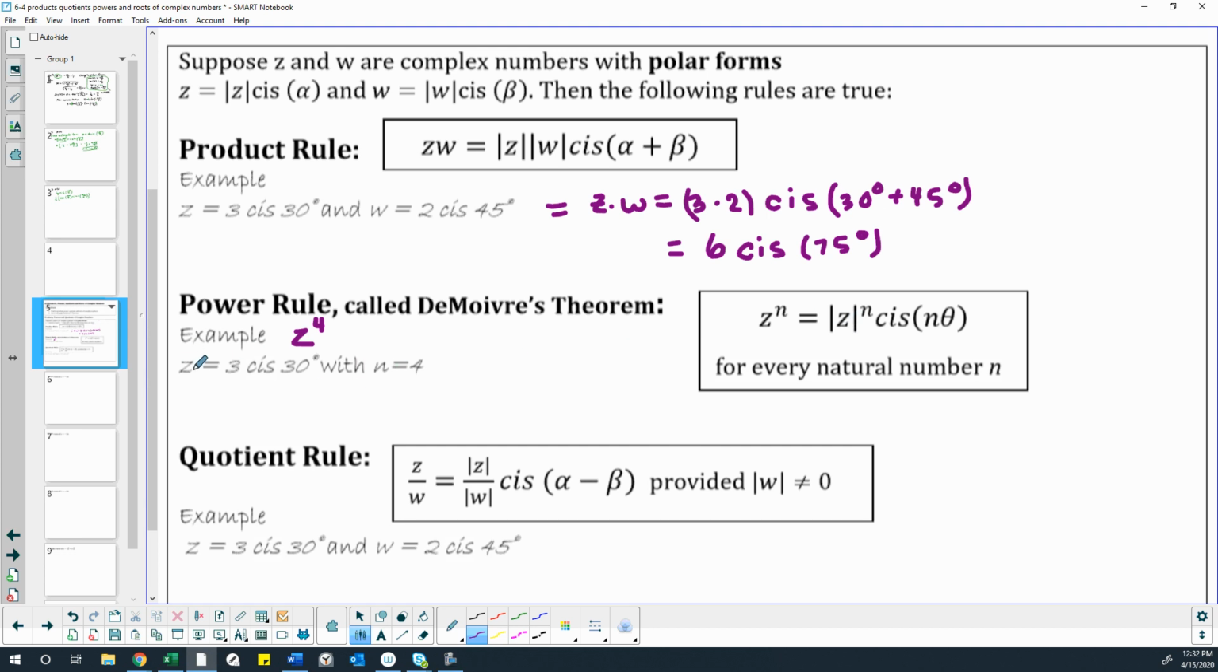Okay, if z is the same as in the previous example, 3 times cosine plus i sine of 30 degrees, and we're doing a power of 4, we use de Moivre's theorem: 3 to the fourth power times the cosine plus i sine of 4 times 30 degrees.